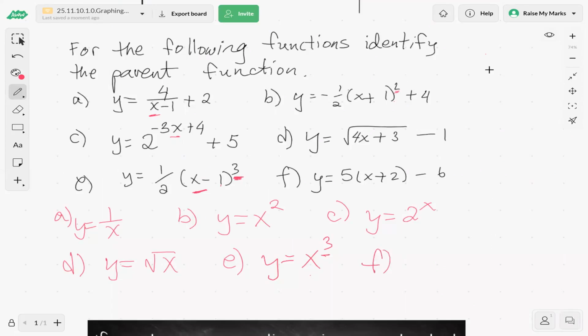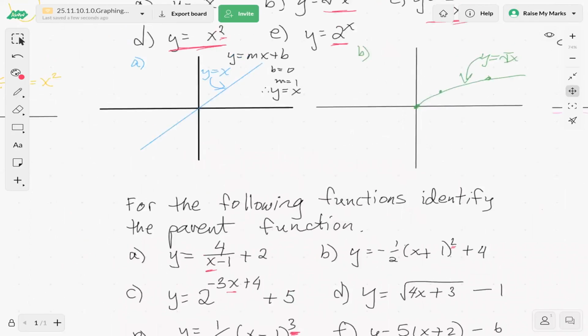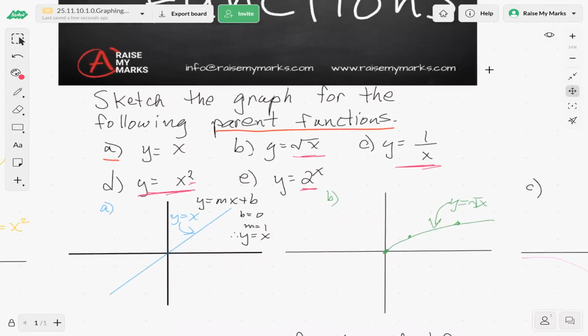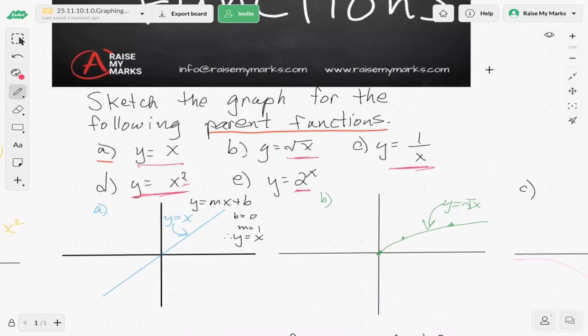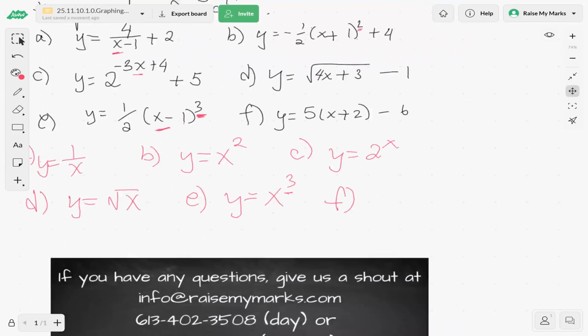And last one, F. y equals 5 times, in brackets, x plus 2, minus 6. So let's scroll back up. Is there any parent function in the first question that is just an x raised to just the power 1? That's our basic line in part A. So our parent function, we go back down, our parent function is y equals x.